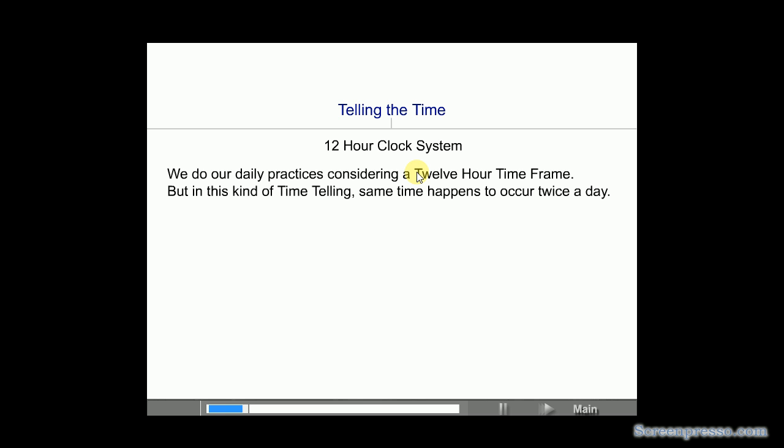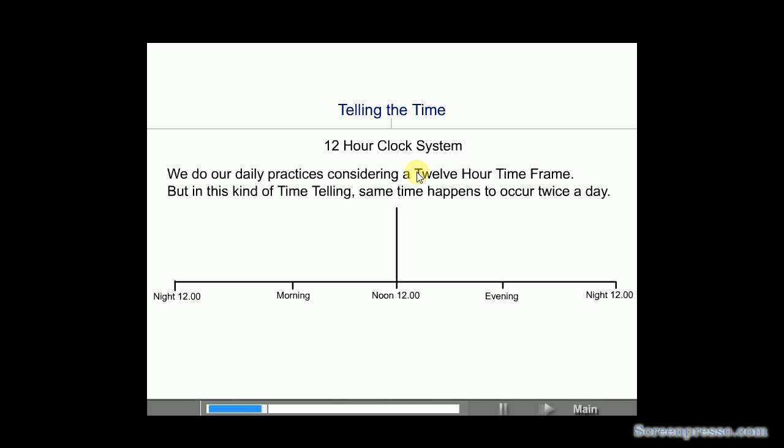Telling the time. 12-hour clock system. We do our daily practices considering a 12-hour time frame. But in this kind of time telling, the same time happens to occur twice a day.